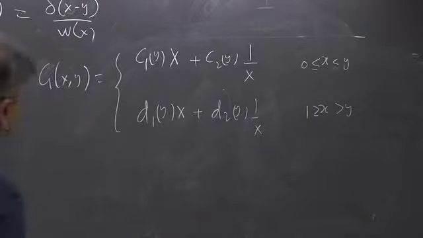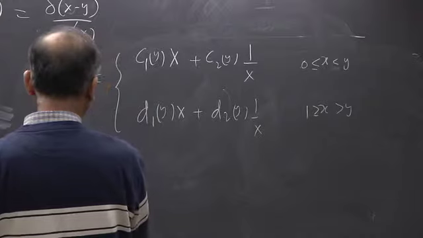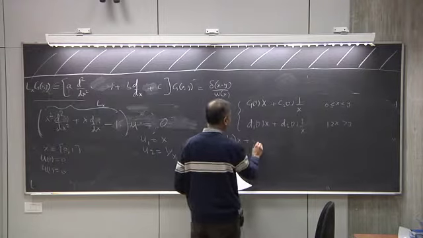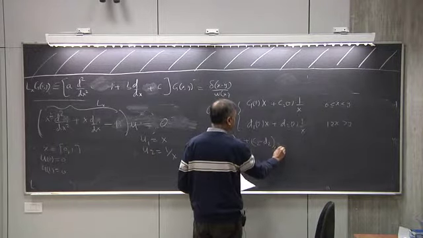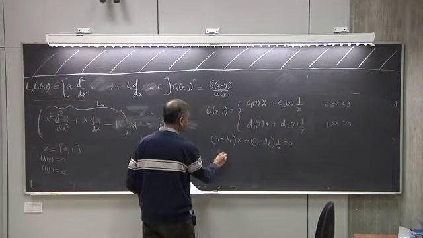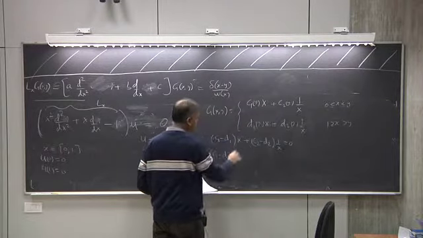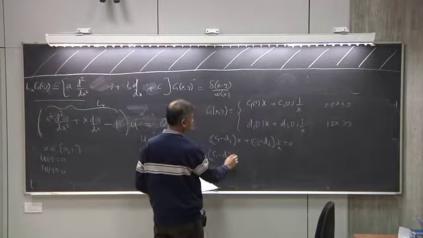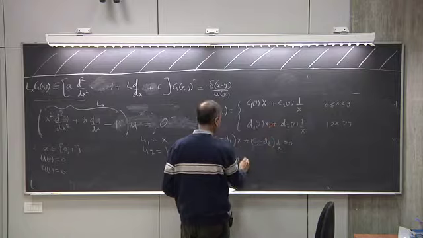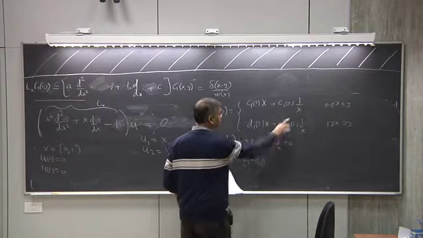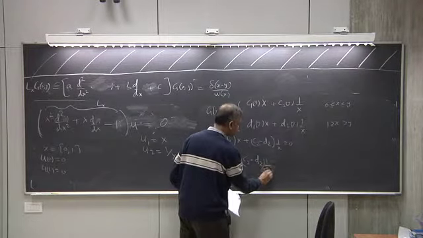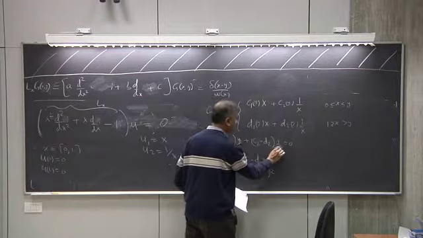So again, let's look at the continuity equation. The continuity equation tells me that (c1 minus d1) times x plus (c2 minus d2) divided by x should be equal to 0, one equation. And then the derivative: you get here c1 minus d1, the derivative of x is 1, so that's that, plus c2 minus d2 times the derivative of 1 over x, which gives you minus 1 over x square, but x has to be substituted by y. So actually here also, this is y, that's y.